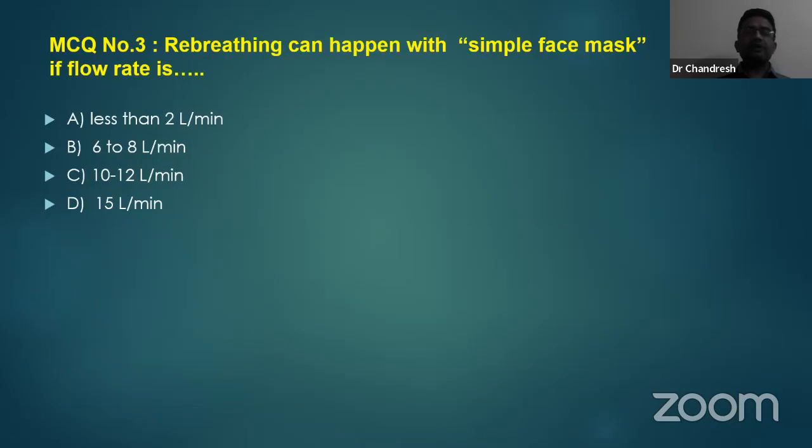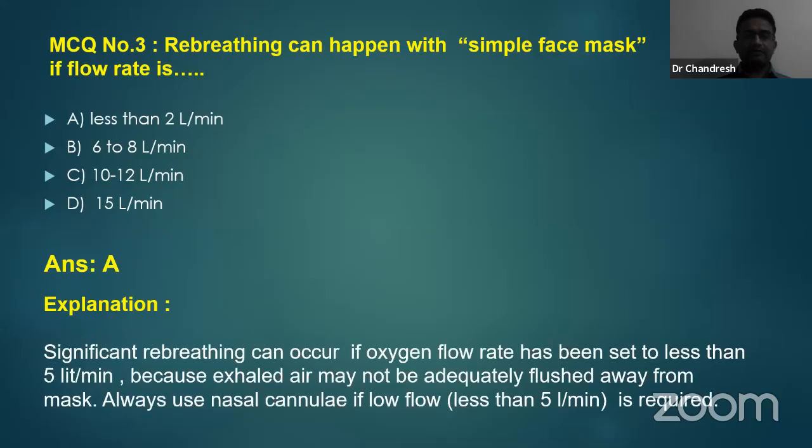Okay, so suppose rebreathing can happen with a simple face mask if the flow rate is: option A, less than 2 liter; B, 6 to 8 liters; C, 10 to 12; or D, 50 liter. Let's record the answers from the audience. Majority of the people have answered B. Few people have answered C. So here, next slide, we'll see the explanation.